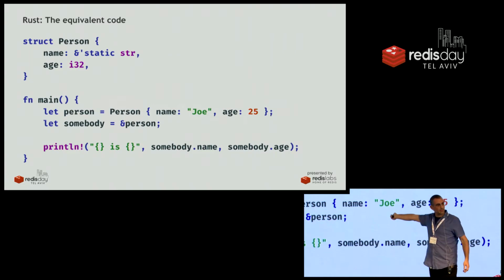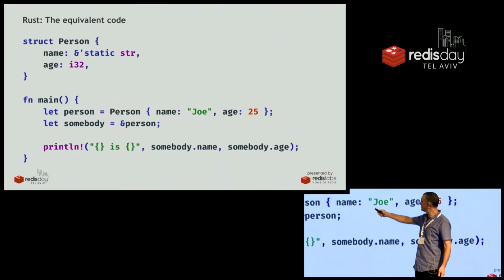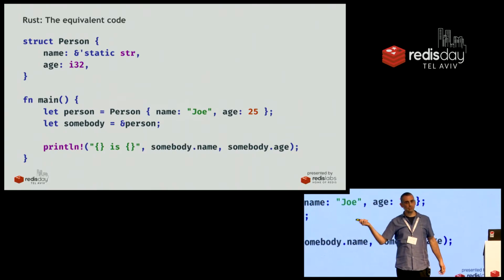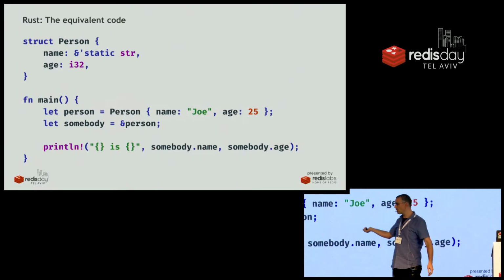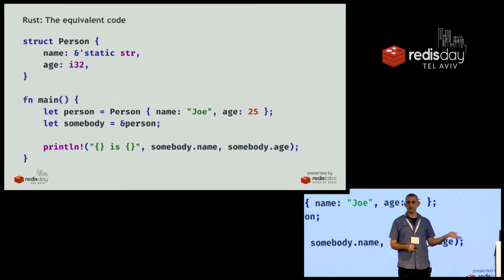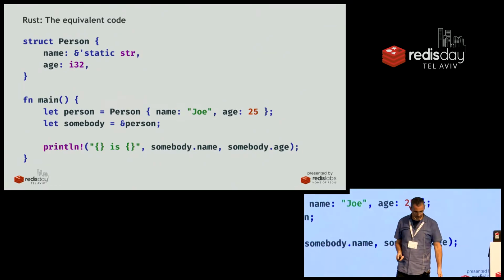And let somebody equals reference to person. Again, the compiler does type inference, and we know that somebody is a reference to person. And the nice thing is, the compiler also does automatic dereferencing for us. Like in Go, we don't have to use the arrow operator. It doesn't matter if it's a pointer or a direct structure. It automatically does the right thing for us.